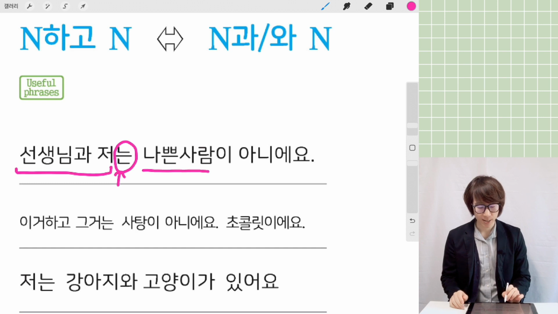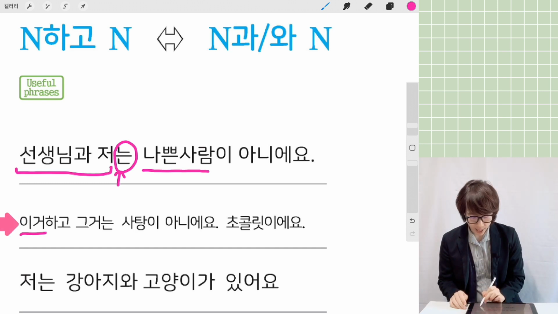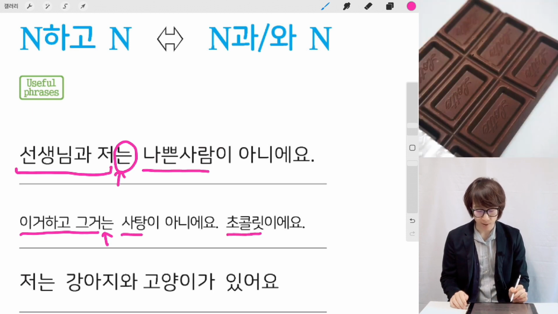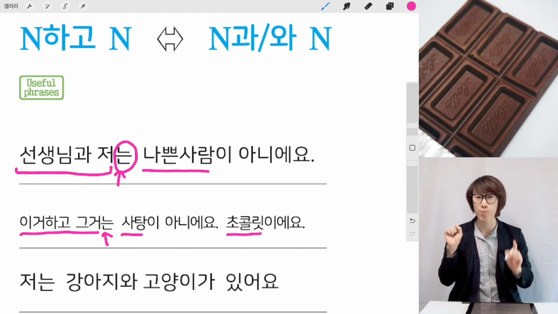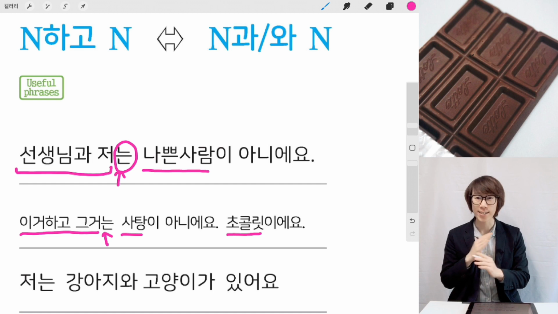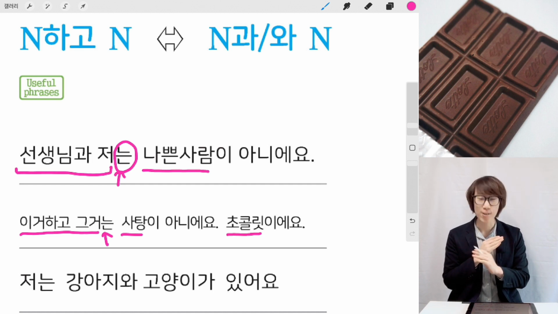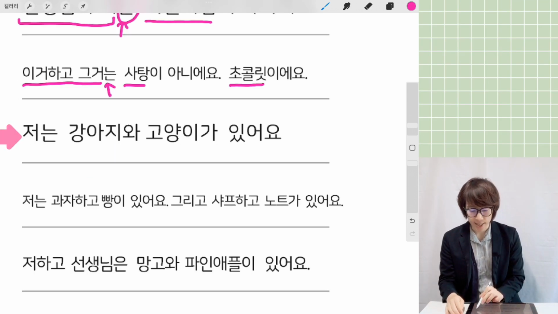선생님과 저는 나쁜 사람이 아니에요. 이거하고 그거는 사탕이 아니에요. 초콜릿이에요. 사탕 is candy and then chocolate is chocolate. So 이거하고 그거는 is the subject and it's not candy. 사탕이 아니에요. 초콜릿이에요. It's a chocolate.